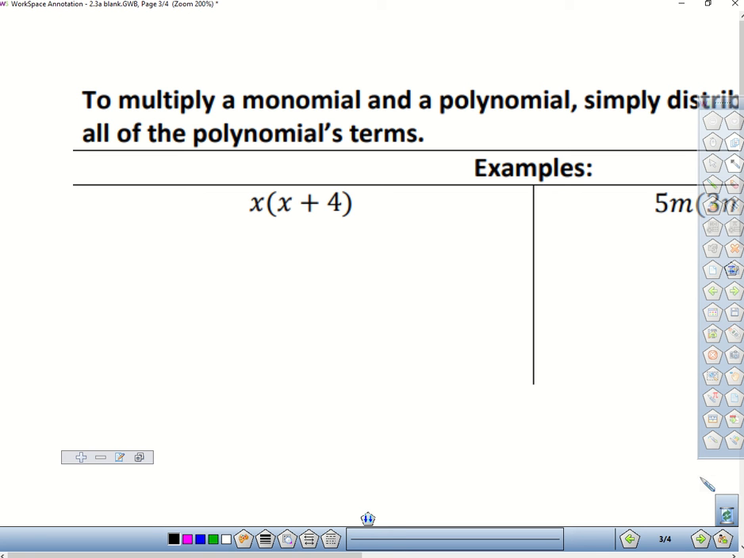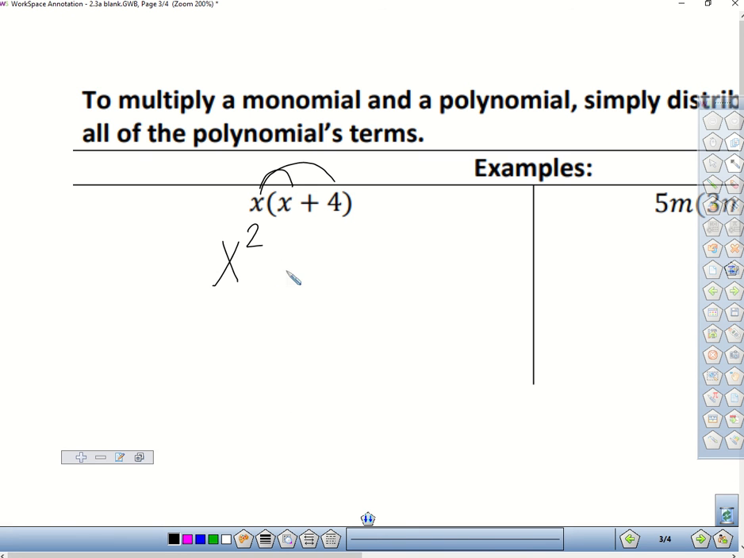Alright, so now we're going to talk about multiplying monomials and binomials. I know this is a monomial because it's a single term, and this is a binomial because there are 2. So we multiply these using what we call the distributive property. You're basically going to distribute like this. So what's x times x? x to the second power, because you have 2 x's and you're multiplying them. When you multiply 2 x's, it's x to the second.